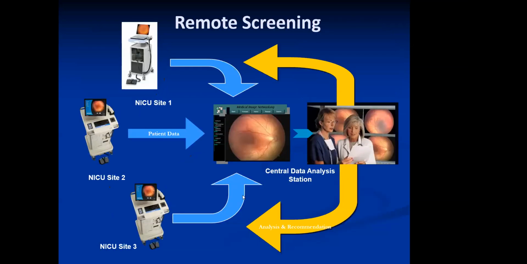The third or next advancement in the screening is remote screening. Remote screening means that the wide field digital camera is distributed in the NICU units. Images are taken by either a technician or a nurse, and then the images are sent to the reading center. The central data analysis or reading center will review the images and send an e-consultation to the NICU units, deciding which patient needs further follow-up and which patient needs treatment.